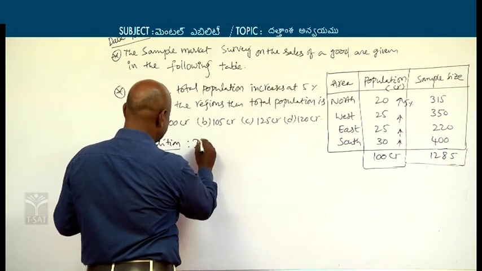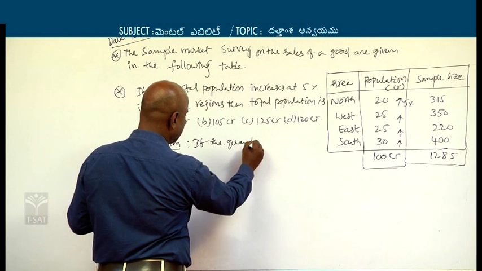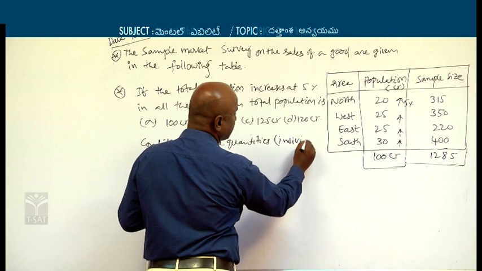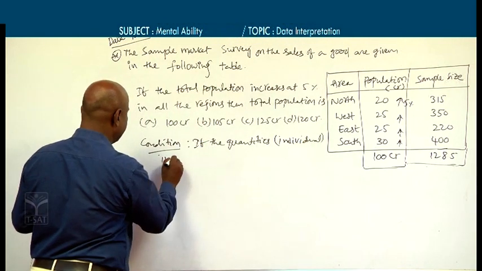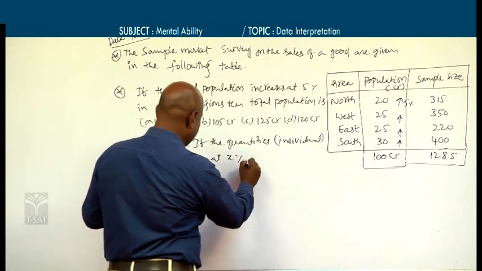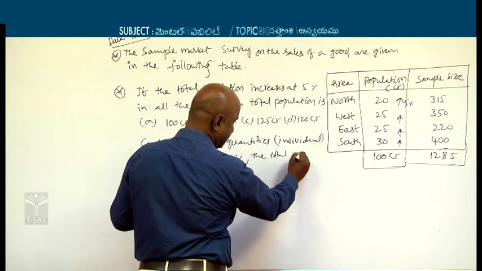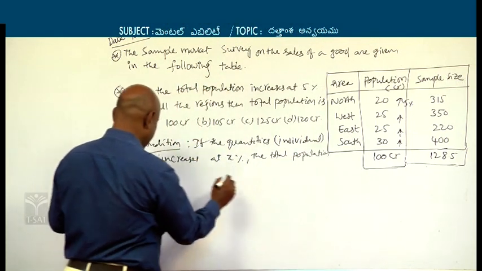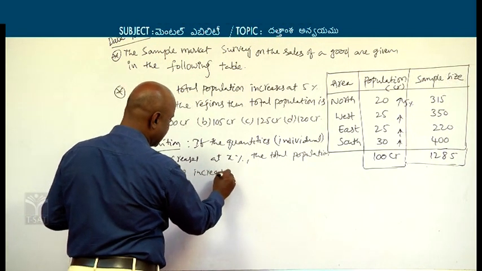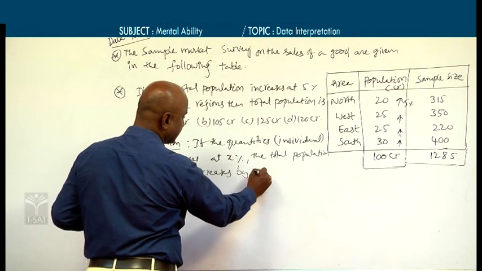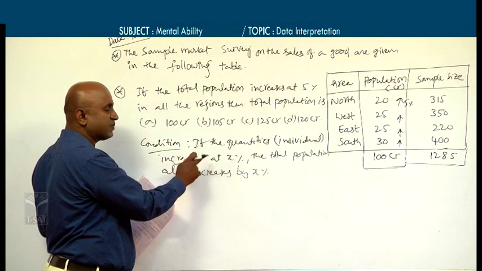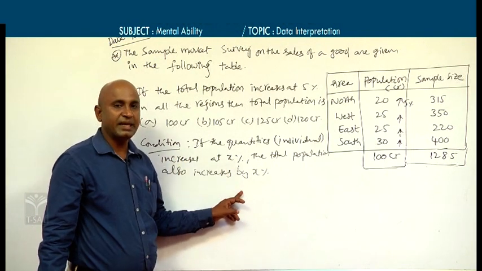If the individual quantities increase at X%, the total population also increases by X%. So if all the individual quantities increase by X%, the total population also increases by X%.